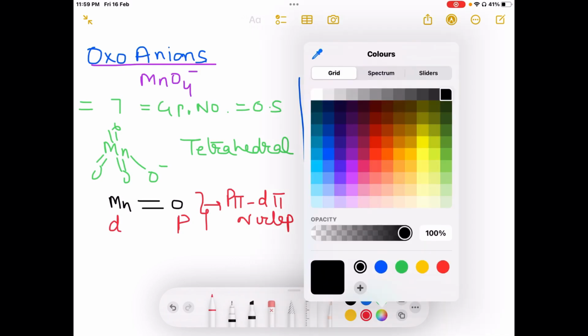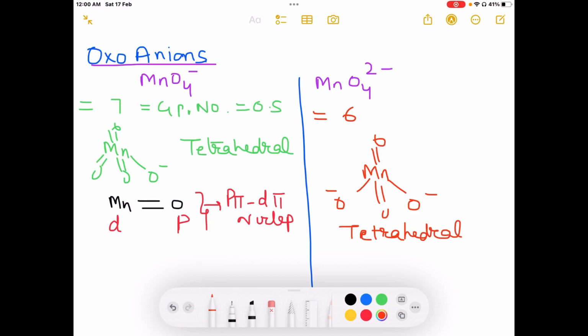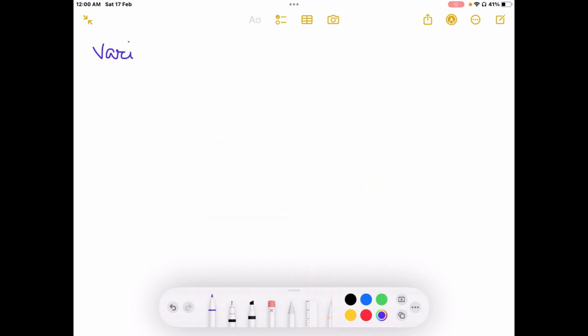In case of manganate ion, oxidation state of manganese here is 6. The resulting structure is Mn surrounded by 4 oxygen. So the resulting structure here is tetrahedral, and the MnO bond arises because of p pi d pi overlap between manganese and oxygen.